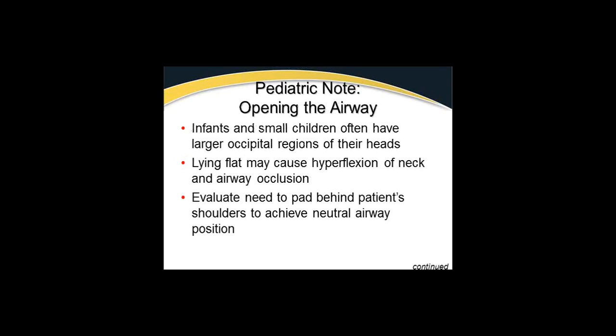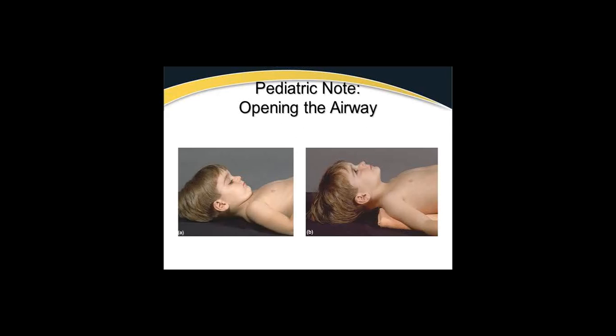Like I mentioned, hyperflexion of the neck can cause an airway obstruction. When we say hyperextension, that is tipping it way back, which is typically what people think we do when we do the head tilt chin lift. Hyperflexion is tipping it way forward, so chin to chest. So evaluate whether you need to pad behind their shoulders. And here is a very good example of that pediatric airway. They probably don't need quite as much padding there, and they obviously have this exaggerated a little bit, but it gets you the same point.